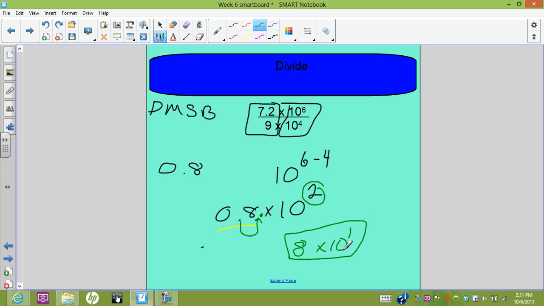Okay, so there's our final answer written in scientific notation. And if you were to turn this into standard notation, you would just end up with 80. So 7.2 times 10 to the 6th divided by 9 times 10 to the 4th is 80.